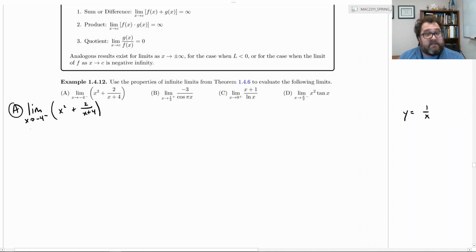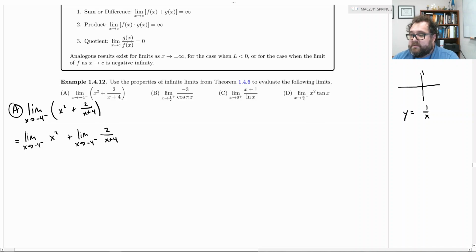If we take the limits here individually, using the sum and difference rule, we'll get the limit as x approaches -4 from the left of x squared, plus the limit as x approaches -4 from the left of 2 over x plus 4. Now, the graph of 1 over x looks roughly like this. We've talked about this before, back in the graphical limit section. Looks roughly like that.